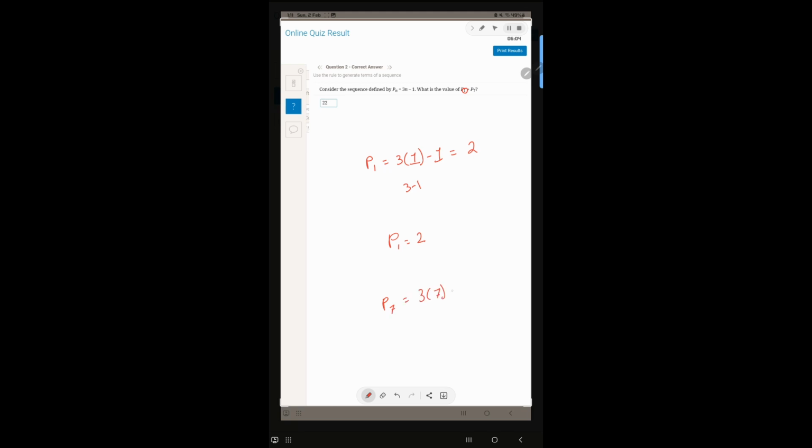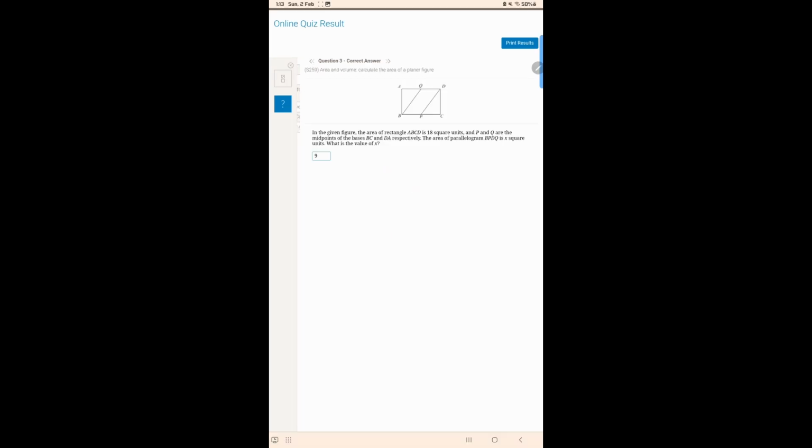3 times 7 minus 1. So 21 minus 1 is equal to 20. So P7 equals 20. What they want you to do now is P1 plus P7. So 20 plus 2 is equal to 22.